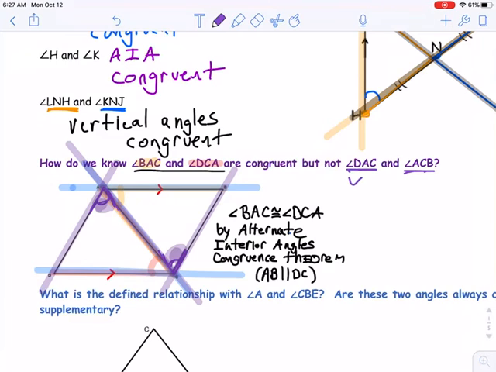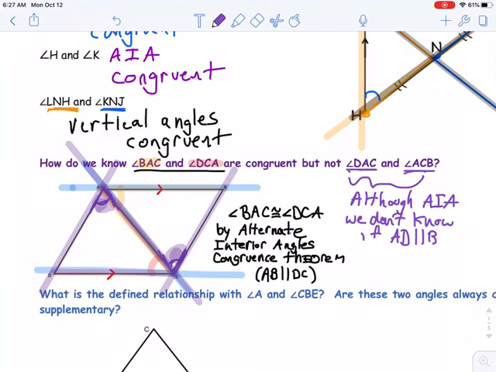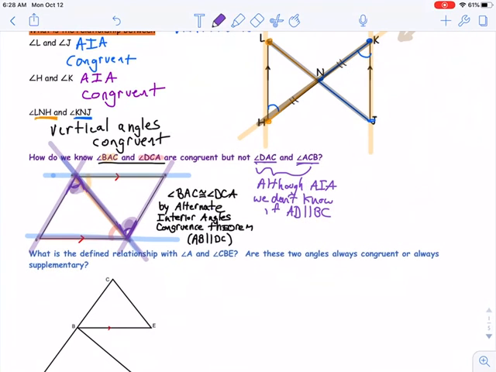Okay. We don't know because, although, I spelled although wrong. Oops, there we go. Although they look like alternate interior angles, we don't know if line AD is parallel to line BC. It never tells us those lines are parallel, so we can't use the theorem. That's it. That's the punchline. Okay?